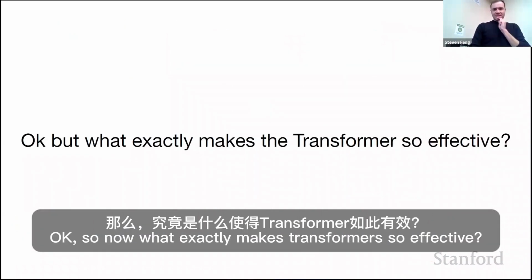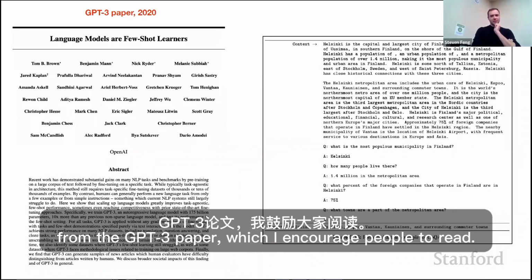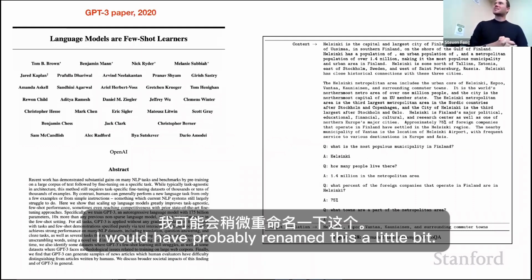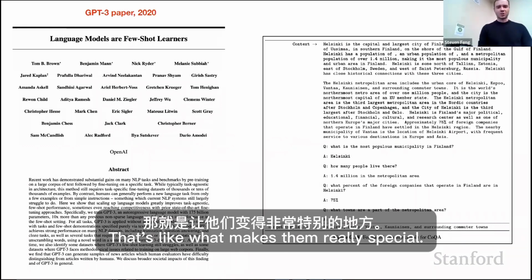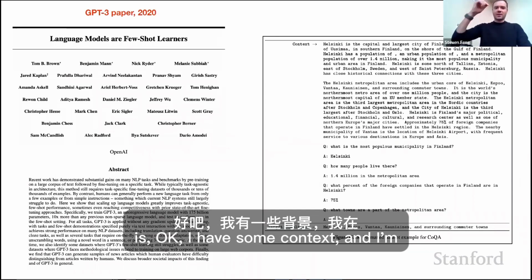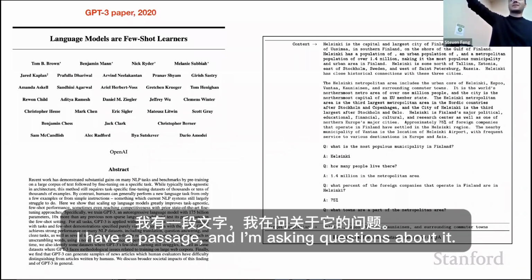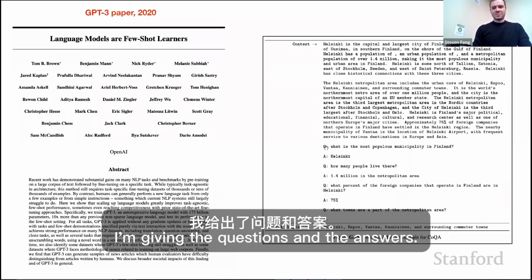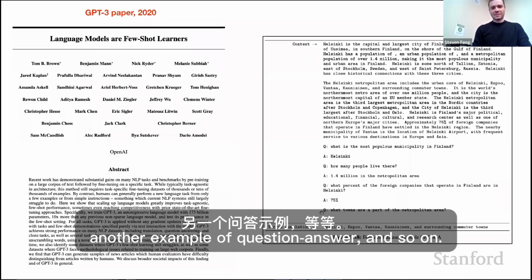Okay. So now, what exactly makes the transformer so effective? I think a good example of this comes from the GPT-3 paper, which I encourage people to read. "Language Models are Few-Shot Learners." I would have probably renamed this a little bit. I would have said something like, transformers are capable of in-context learning, or meta-learning. That's what makes them really special. So basically, the setting they're working with is, I have some context, say a passage, and this is just one example of many, and I'm asking questions about it. And then, as part of the context in the prompt, I'm giving the questions and the answers. So I'm giving one example of question answer, another example, another example, and so on.